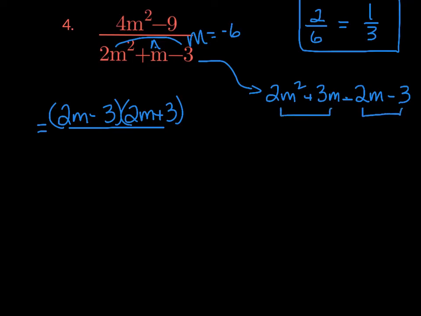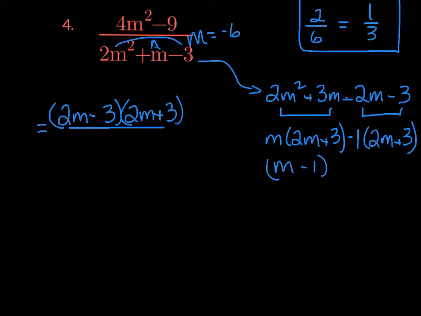So I see my first grouping has a common factor of m. So if I take that out, I get 2m plus 3. And my second grouping has a common factor of negative 1. And if I take that out, I also get 2m plus 3. So then that denominator factors to m minus 1 times 2m plus 3.